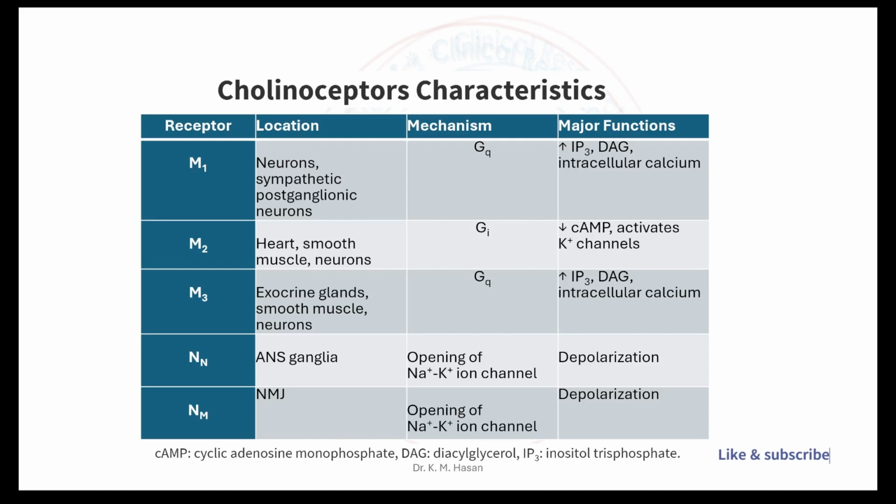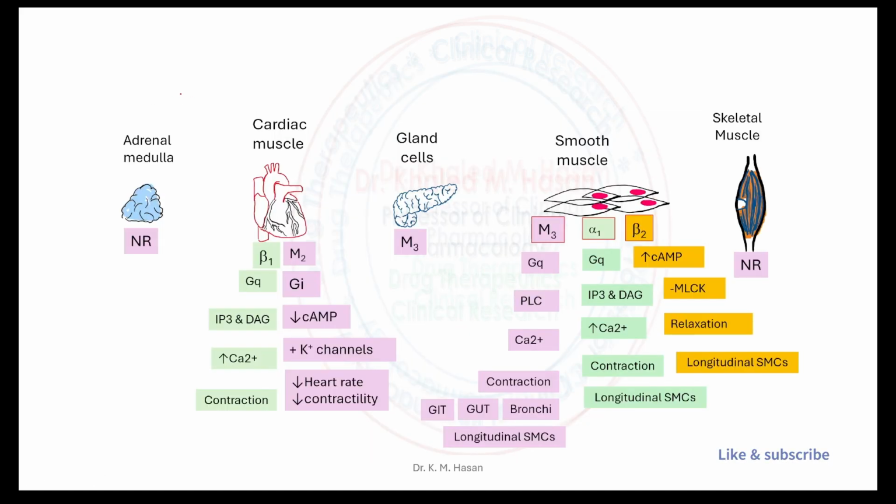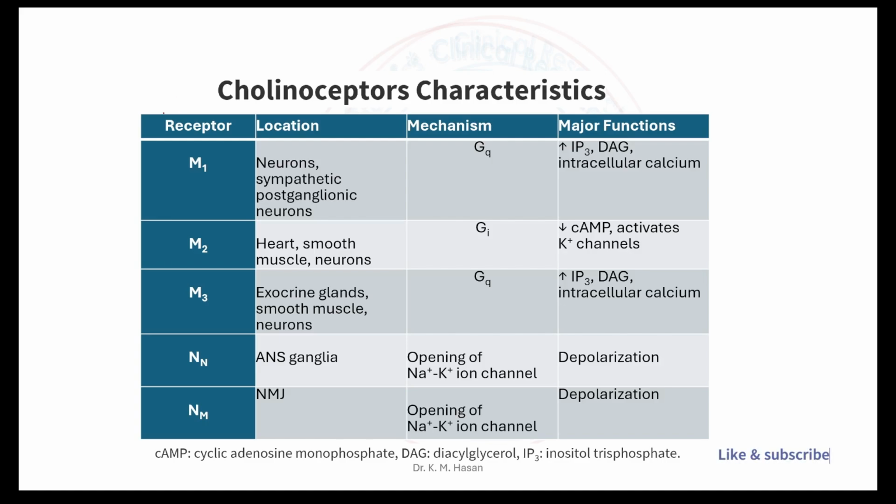Okay, this slide here is considered one of the most important slides in the autonomic nervous system: the cholinoceptor characteristics. Here we talk about receptors, and in this slide we focus on the characteristics of the acetylcholine receptor. We look at the location of each receptor, how it works, and what its major function is.